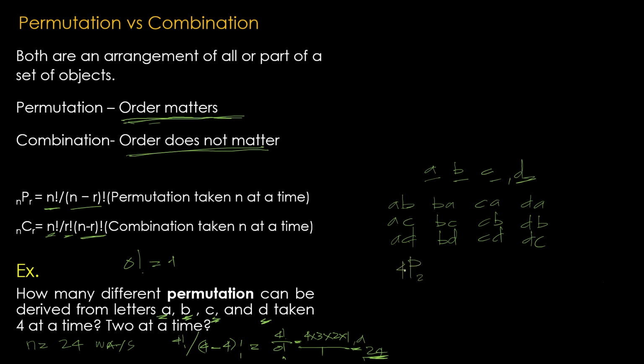Okay, the permutation of 4 taken 2 at a time. So, that would be 1, 2, 3, 1, 2, 3, 4. That would be 12. Right?